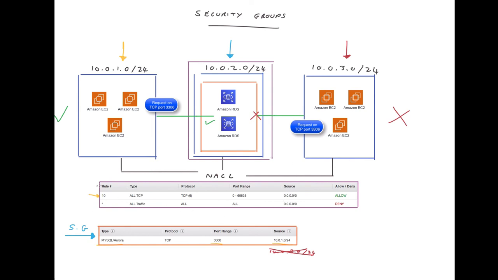So you can see how NACLs and security groups can be used to filter traffic at different layers. The NACLs are used for the subnet and network layer, and the security groups are used at the instance layer. Now, one final thing I want to say about security groups is that unlike NACLs, which are stateless by design, security groups are stateful, which means you don't have to configure specific rules to allow return traffic from requests like you have to do with NACLs.